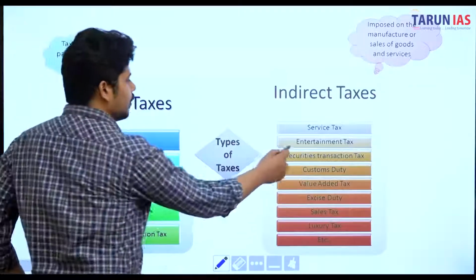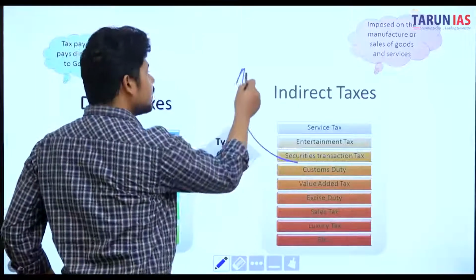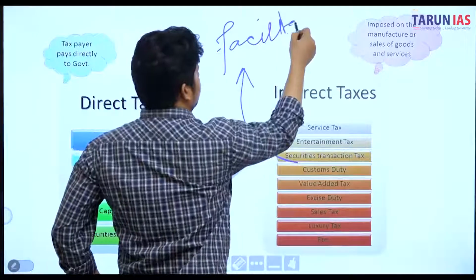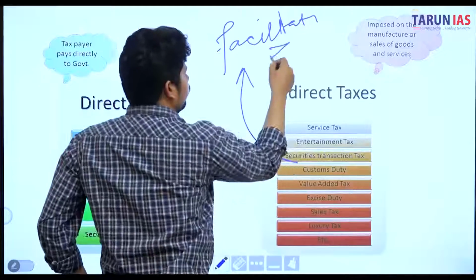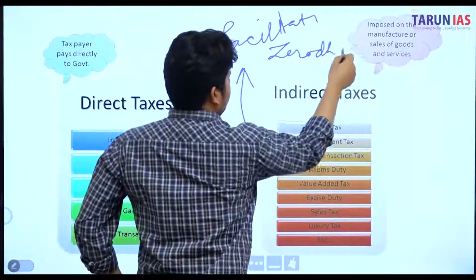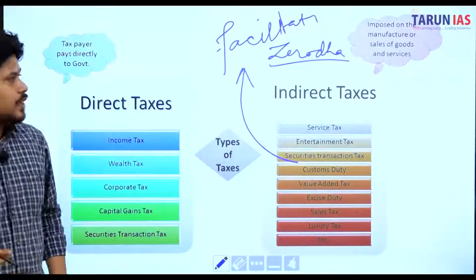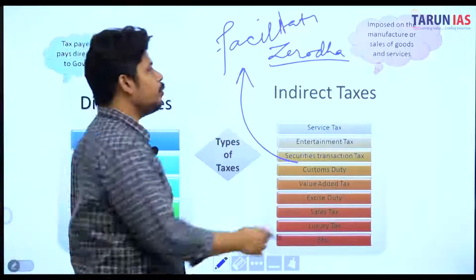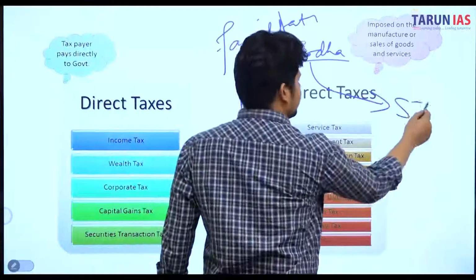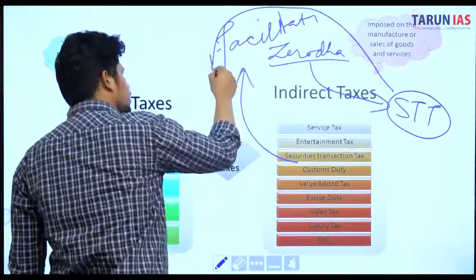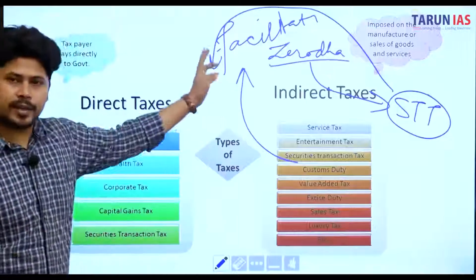But for example, certain kinds of people are facilitating that transaction. For example, Zerodha. Okay, it's an app which facilitates the securities transaction. In such a case, Zerodha will be imposed a securities transaction tax, and it will impose that tax upon the customer. So that tax becomes indirect tax.